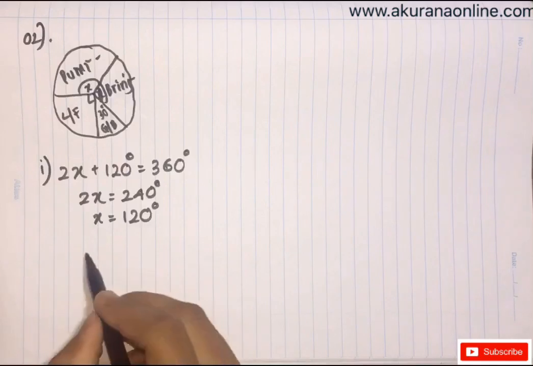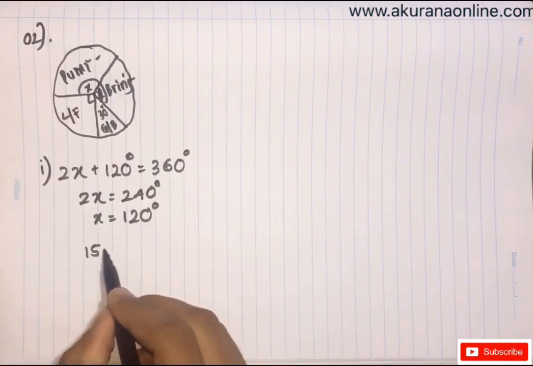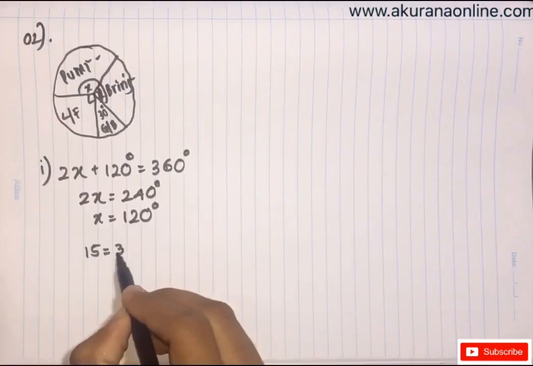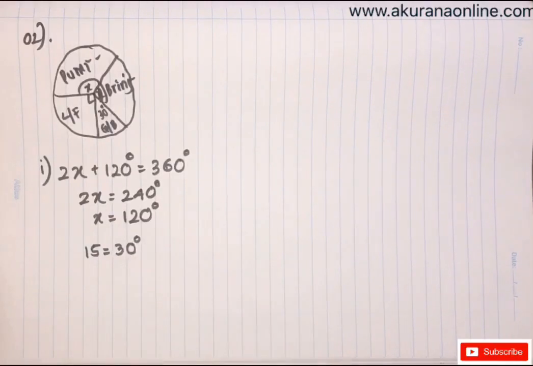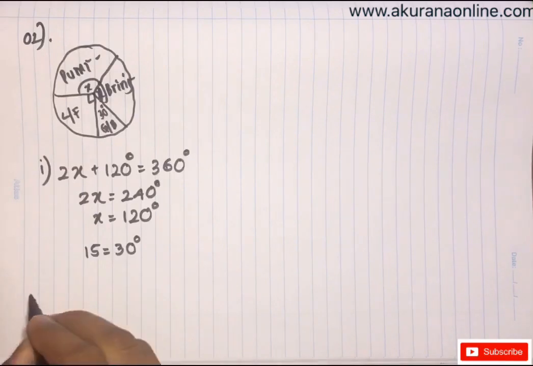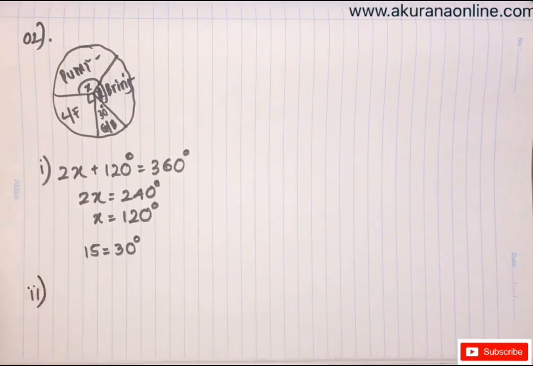Now they have given you information: 15 farmers is represented by 30 degrees in the pie chart. Then the second part: find the number of farmers who selected pumpkins. Now you have to find the number of farmers who selected pumpkins. Therefore we will find it this way.